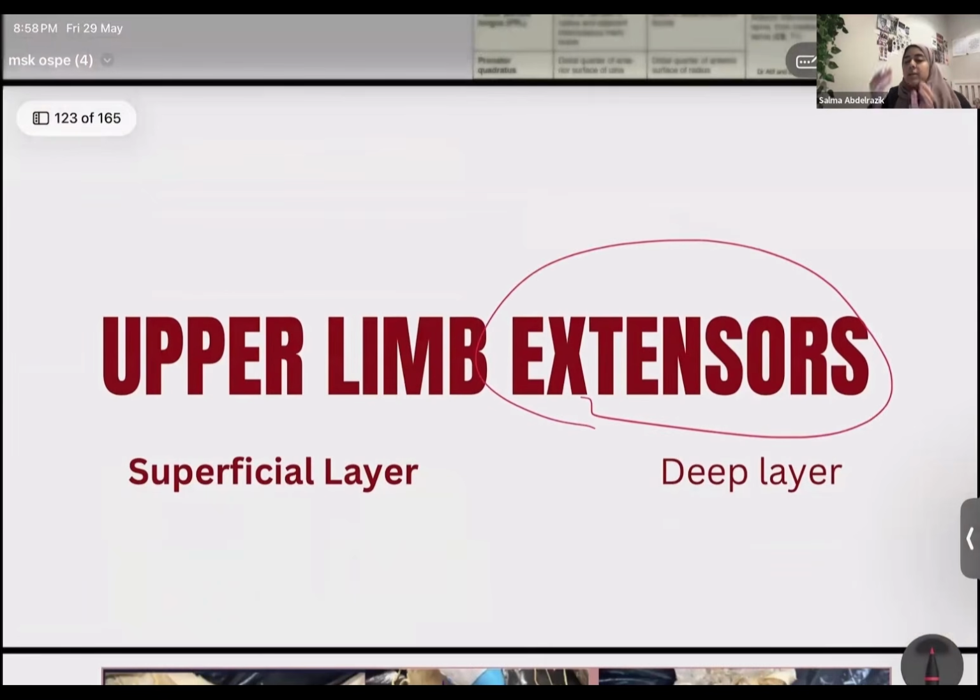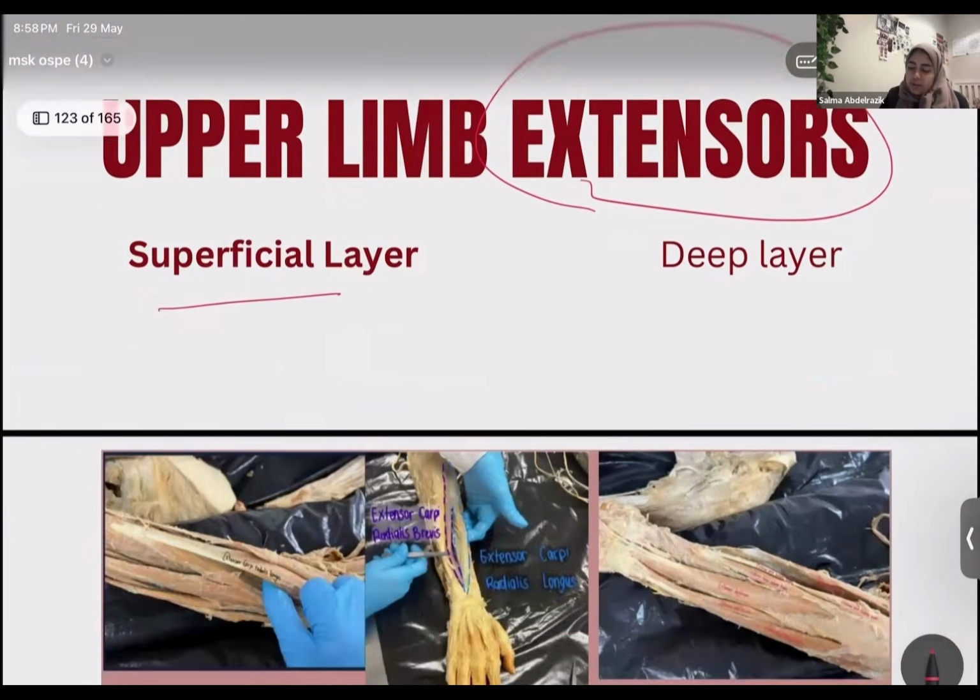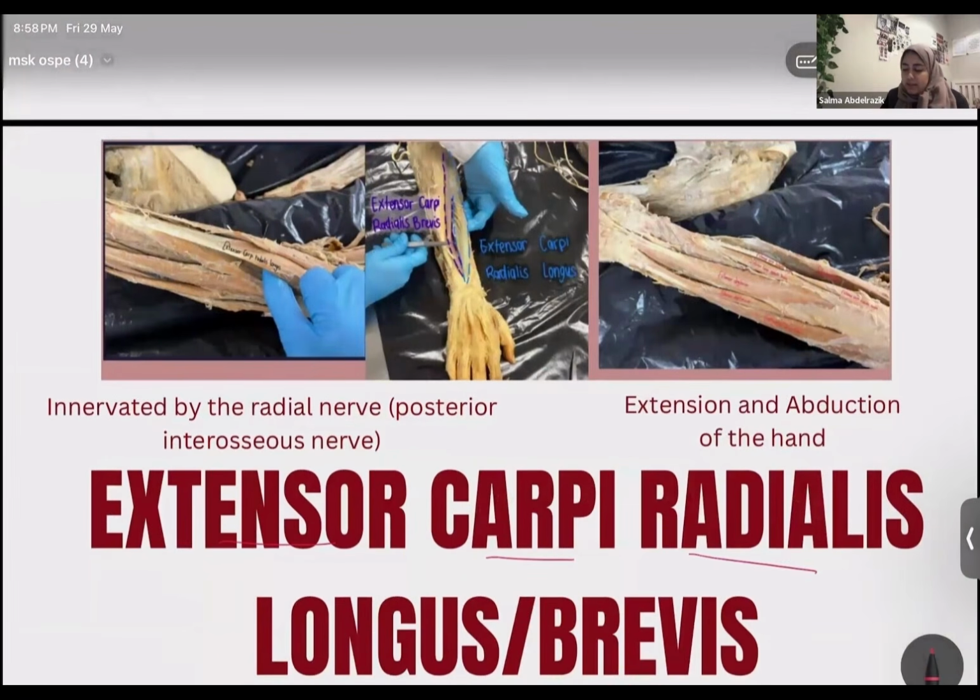And now extensors. Flexors are on this side, extensors are on the dorsal side. We have again superficial and deep layers, while for flexors we have superficial, intermediate, and deep. Let's start with the superficial layer. I have extensor carpi radialis longus and brevis. It's innervated by the radial nerve, because extensors are by the radial nerve, and it's the posterior interosseous nerve because it's on the posterior side of the hand, and it causes the extension and the abduction of the hand.